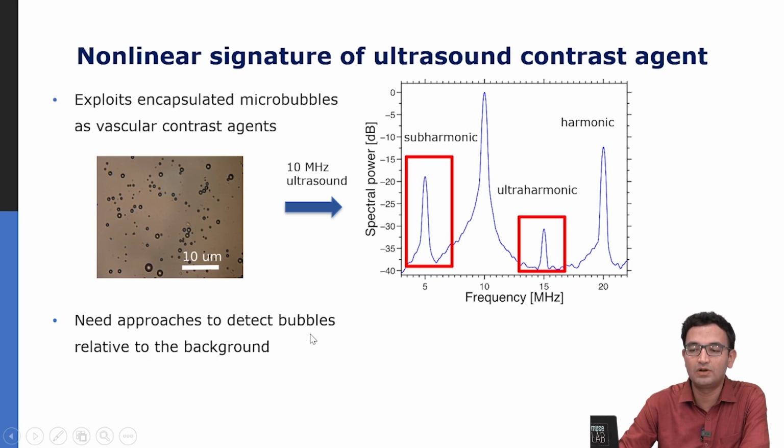And that is what we need to develop. To be able to use these microbubbles as contrast agents, we need approaches that will enhance the visualization of the bubbles and suppress the background.